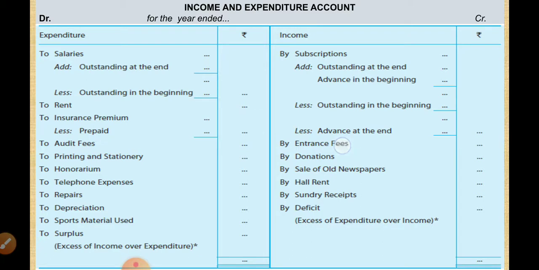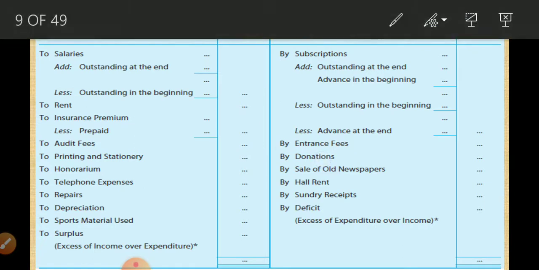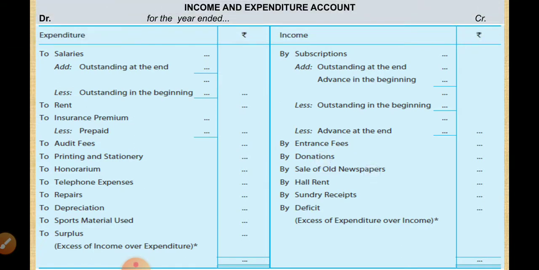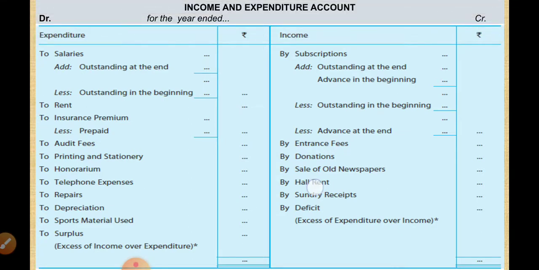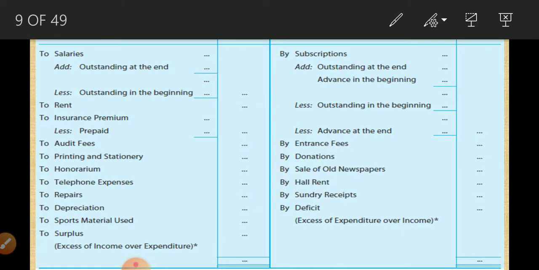Next, entrance fee, it is revenue in nature, whereas life membership fee is capital in nature. You have donations, sale of old newspaper, hall rent, that is if you have rented a hall for some marriage or occasion, birthday party, you will get a rent from those people who have used the hall. Then you have sundry receipts, okay, other receipts.